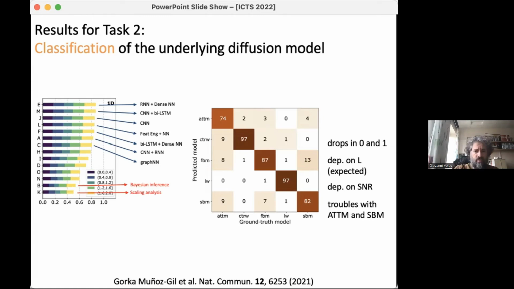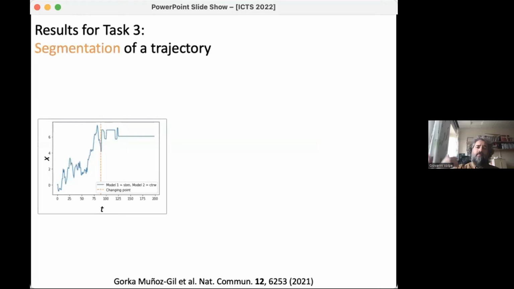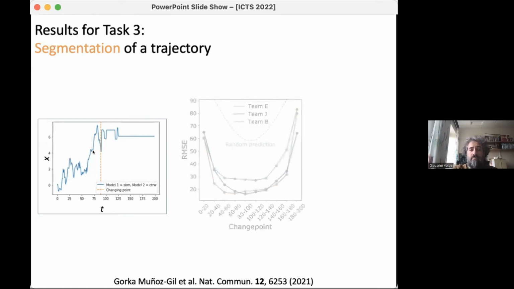scaled Brownian motion. Then the third task, the segmentation task. Well, in this case, we have the segmentation. So we want to segment a trajectory and find the change point, as you might remember, as well as the values of alpha for the two segments and the underlying model for the two segments.